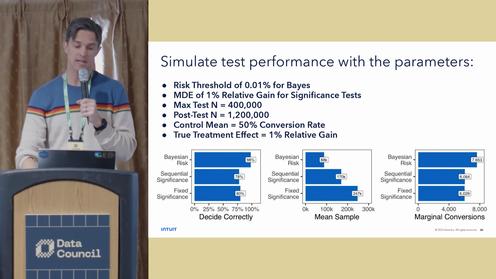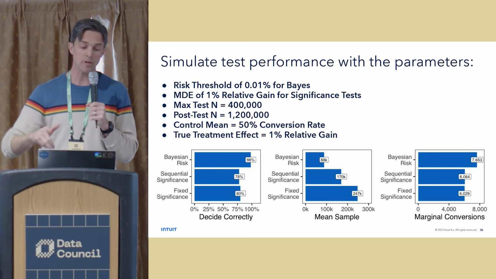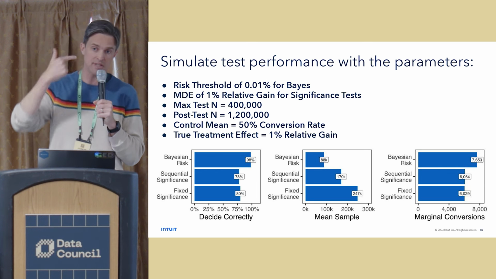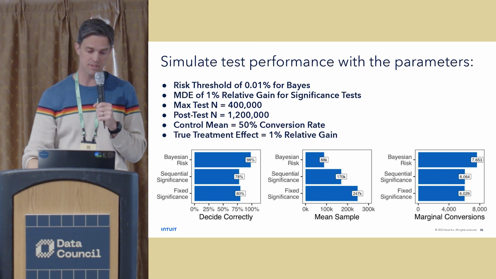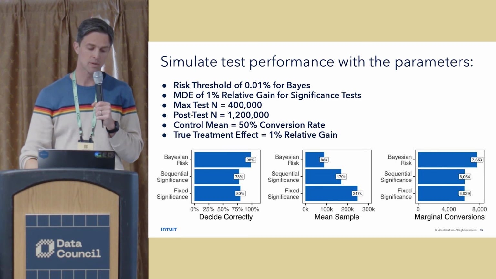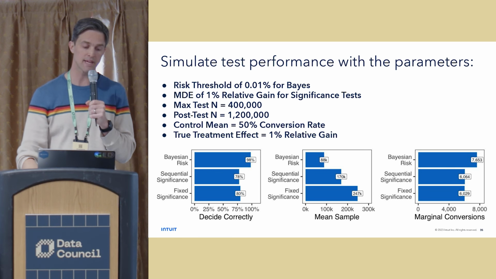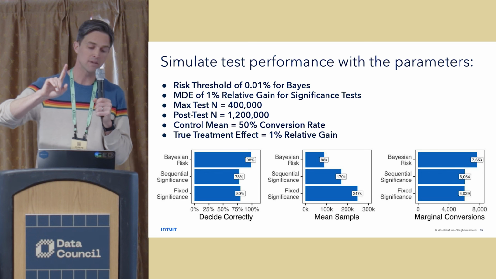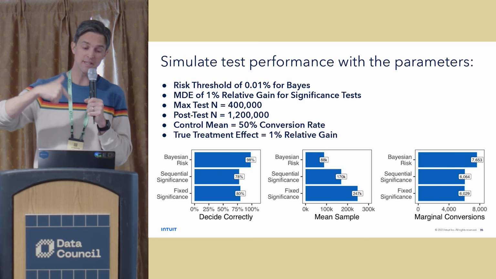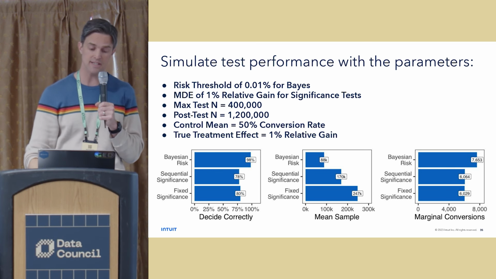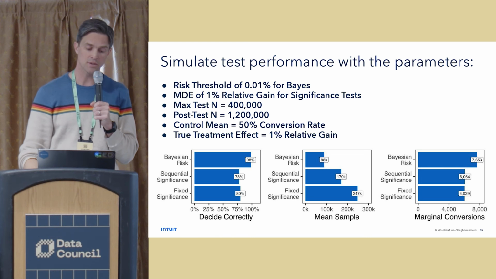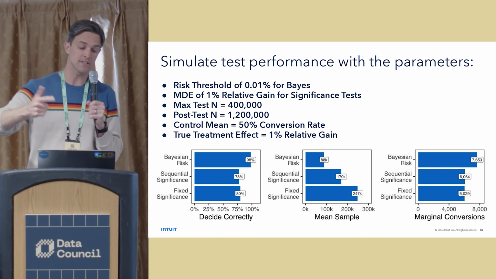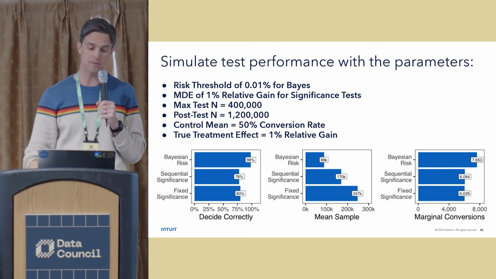So I'm going to do simulations now. I'm using a 0.01% risk threshold for my Bayesian tests, and I'm going to compare this to two significance testing methods where I'd be looking for a minimum detectable effect of 1%. My maximum test sample would be 400,000, and 1.2 million people get exposed to the decision of this test. I'm going to have a 50% conversion rate in my control, and a true effect of a 1% relative gain in these simulations.